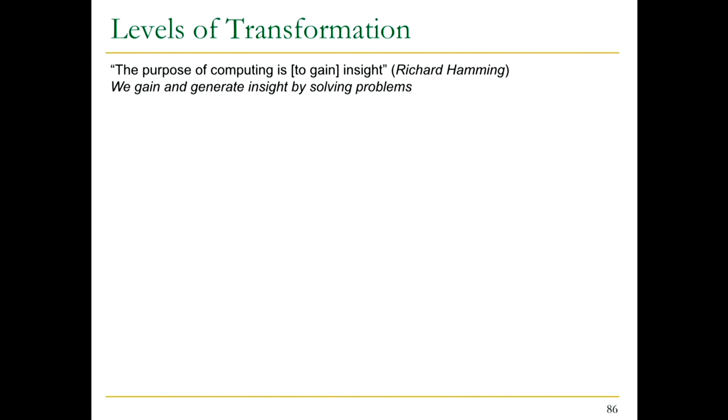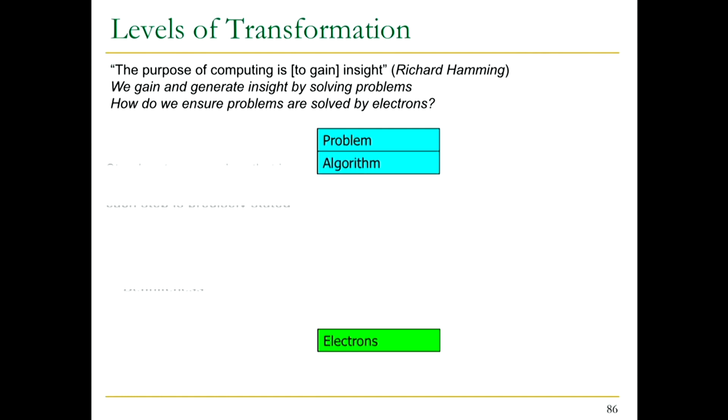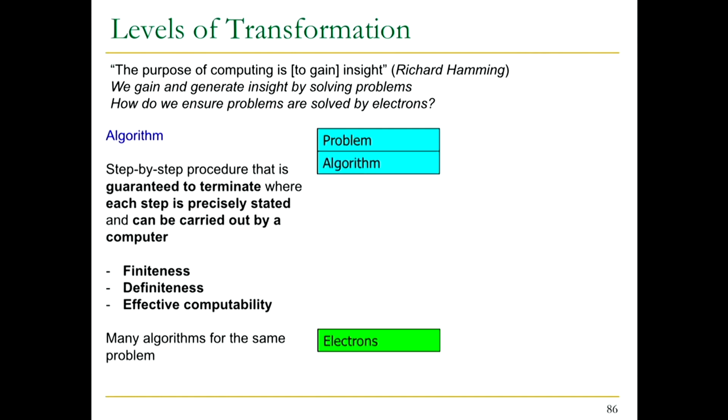Okay, but so we gain and generate insight by solving problems. We'll get back to Hamming in a little bit. So how do we ensure problems are solved by electrons? Basically what I said over here, but let me go a little bit deeper. So we transform the problem into an algorithm. An algorithm is essentially a step-by-step procedure that's guaranteed to terminate, where each step is precisely stated, and each step can be carried out by a computer.